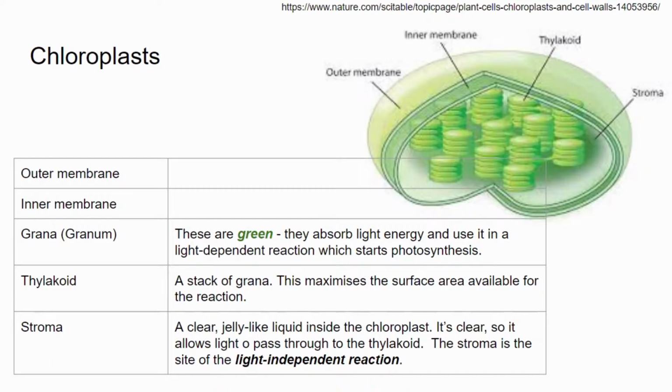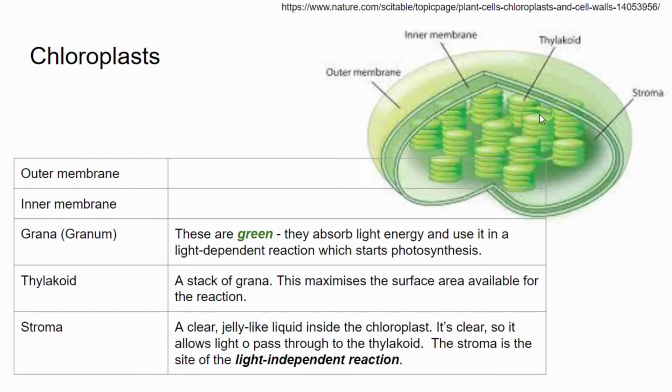So for photosynthesis to occur, we need a chloroplast, which is the big green blob on the right of the screen. Reasonably simple structure again, but again, that structure is very important to the role that our chloroplast plays. So we have our outer membrane. Again, this contains the chloroplast and all of the vital parts that make it up, but also controls the flow of substances into or out of the chloroplast. We have an inner membrane which encloses the stroma. The stroma is the clear jelly-like liquid which is inside the chloroplast. It's clear so that light can pass through to the thylakoid, okay, which is very, very important.